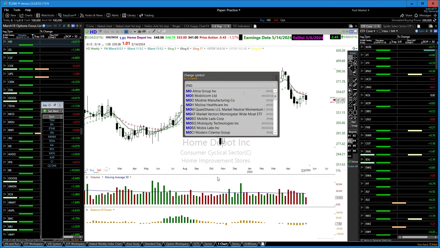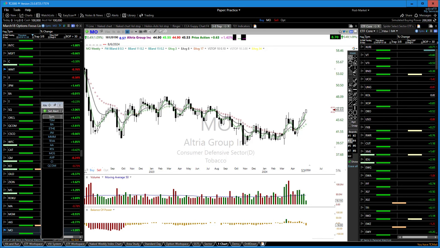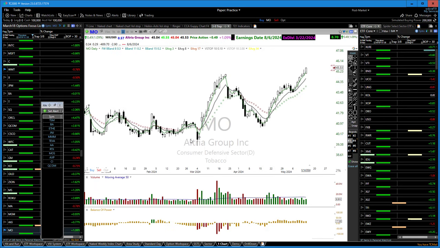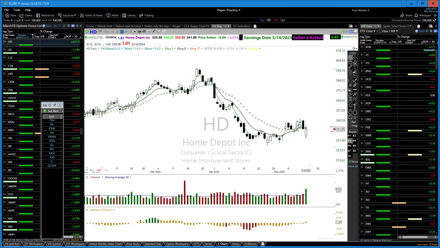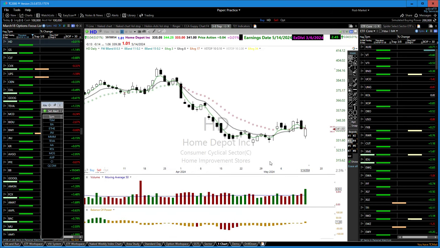Draw a trend line on Mo. No, I'm sorry, because I was looking at that Home Depot. Sorry, guys, I've been looking on a weekly. I didn't realize I was. Maybe you were talking about the daily, because daily would change. Yeah, daily. Daily's still not a trade on Home Depot. Still not a trade. And gap down, rallying back up.